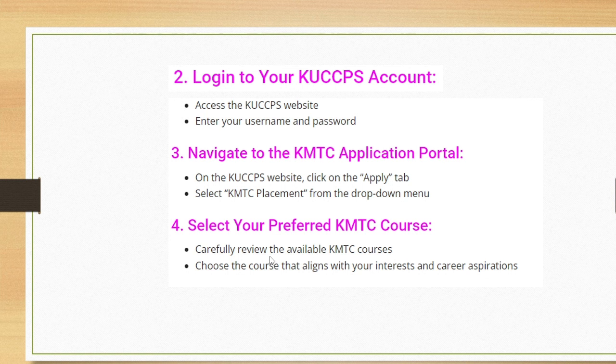So what I've already shown you, review the available KMTC courses one at a time, right? Choose a course that aligns with your aspiration, what you feel that you can be able to do. Because we don't want you to apply for a course, then you realize that, okay, this course I applied for, but I can't be able to do it. So take time to review those various KMTC courses. There are many of them, right?